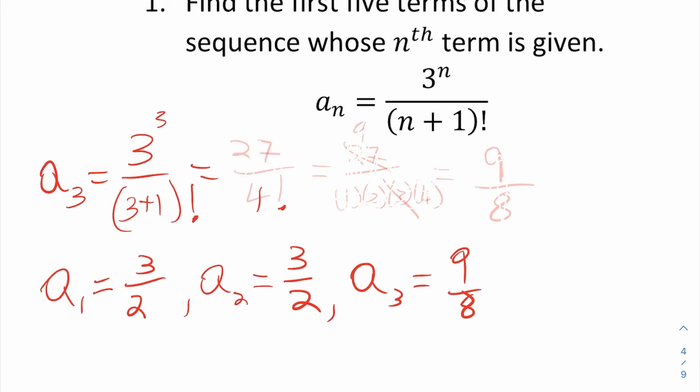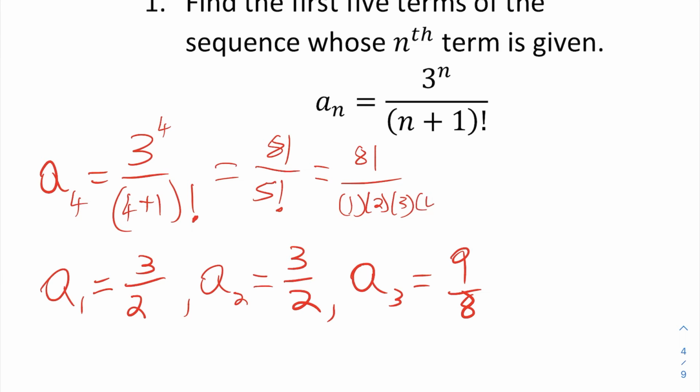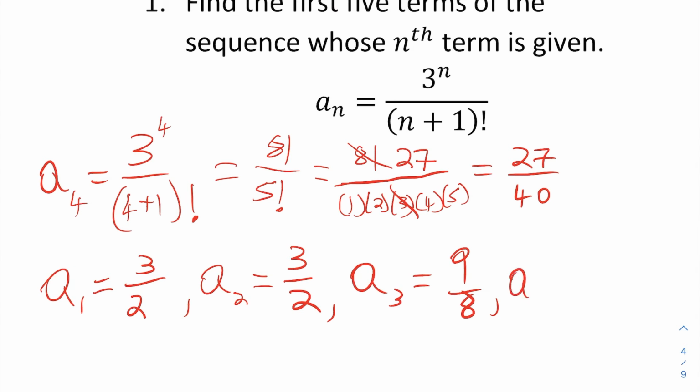So the next one we're looking for is A4. We just replace all those with 4's. So 3 to the 4th power is 81. 4 plus 1 is 5, so that's 5 factorial. And this is 81 over 1 times 2 times 3 times 4 times 5. And we can simplify. For instance, 3 goes into 81 27 times. So the result then is 27 over 5 times 4 is 20, 20 times 2 is 40. So the fourth term, A4, is 27 over 40.